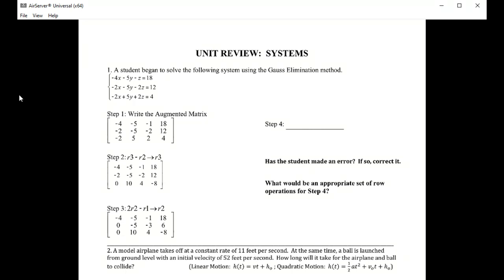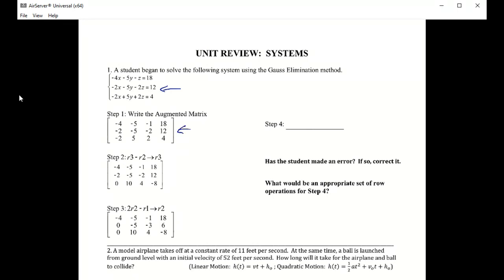time we did this. Okay, so we have a student who's begun to solve the following system using Gaussian elimination method. So we started out, we have our system of equations. Our student has made an augmented matrix.